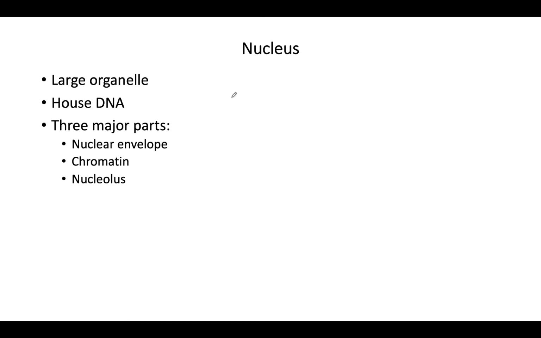Now, let's look at each organelle inside the cell. First, the nucleus, a large organelle. It houses DNA. It holds DNA. The nucleus has 3 parts. One is the nuclear envelope, second chromatin, third nucleolus.